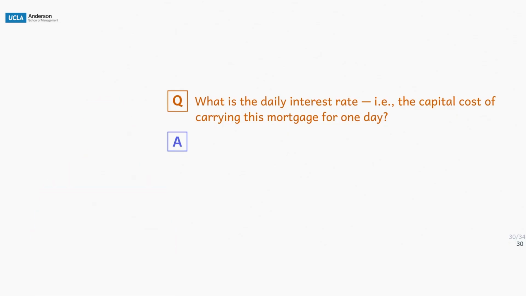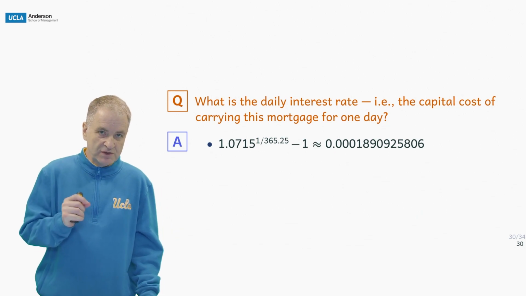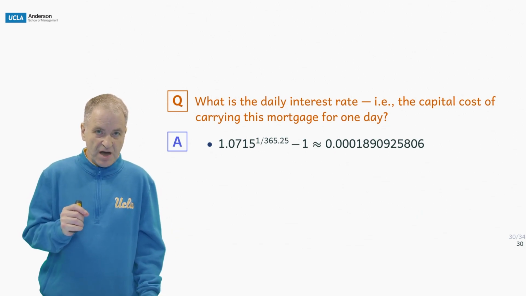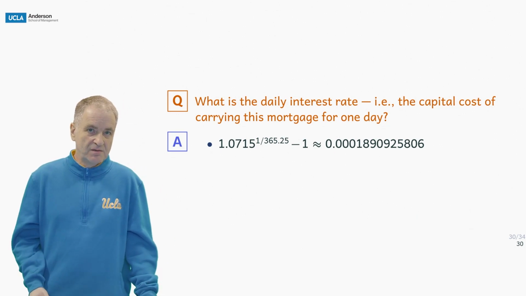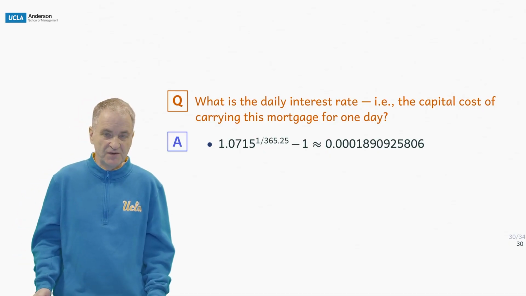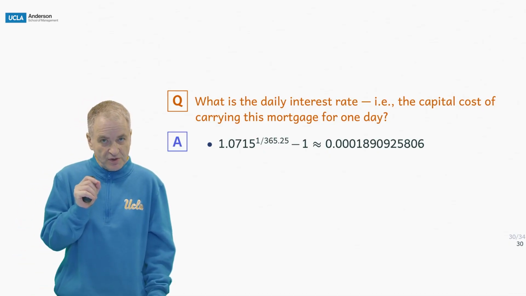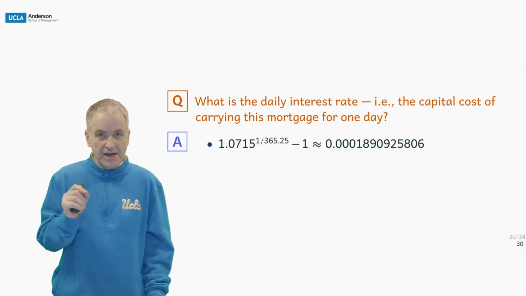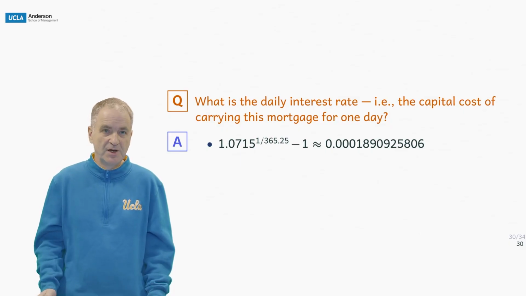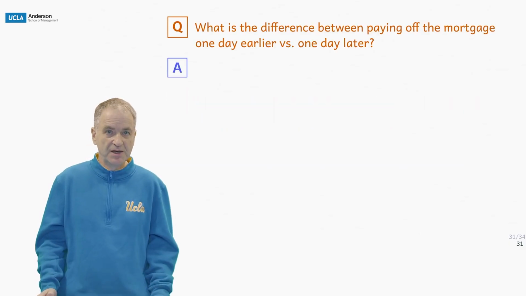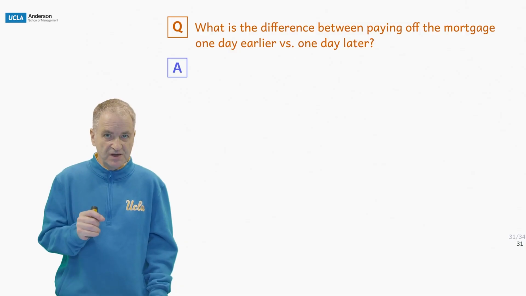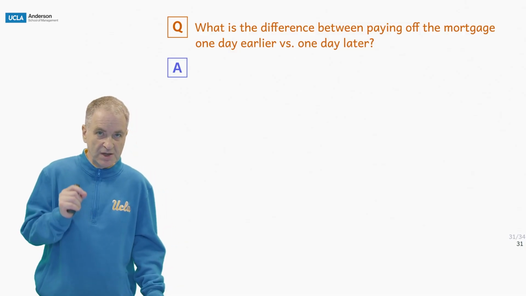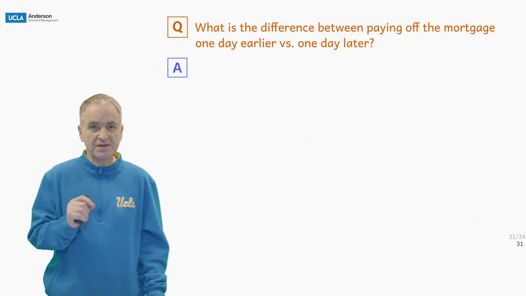Please pause this video now, answer the question on a piece of paper, and then continue. It's 1.0715 to the power of 1 divided by 365.25. That's a very small number, 0.0001890, blah, blah, blah. But of course, we're going to multiply it by a big number. So what is the difference between paying off the mortgage 1 day earlier versus 1 day later?